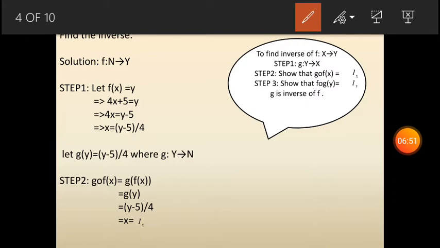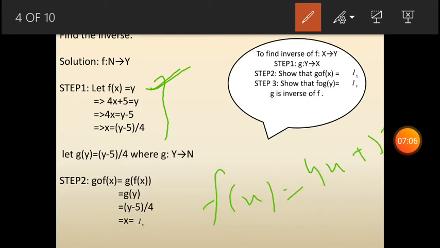So just pay attention. Step 1, how to calculate g. For g, the method is, first of all, let f(x) equal y. What is our f(x)? In the question, it is given as 4x plus 5. So 4x plus 5 equals y. So finally the value of x, you just calculate side by side and copy. x will be (y minus 5) upon 4. Okay. So step 1 is to calculate g.